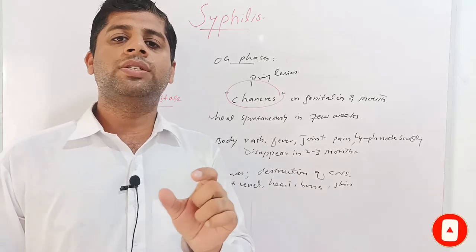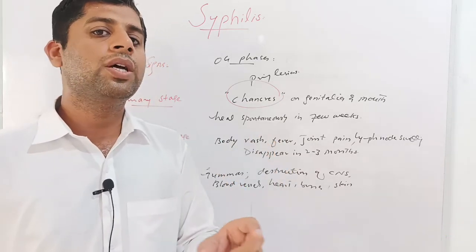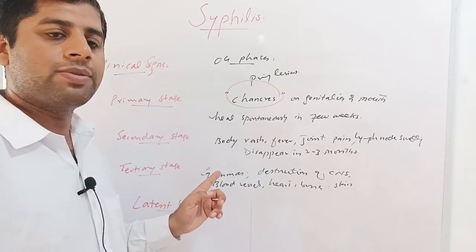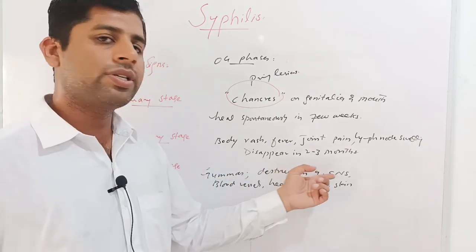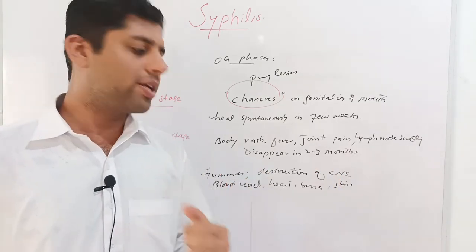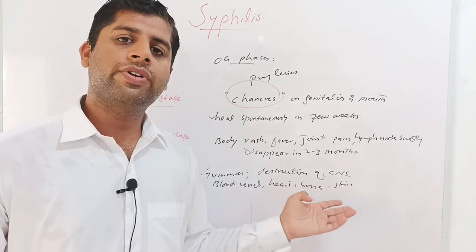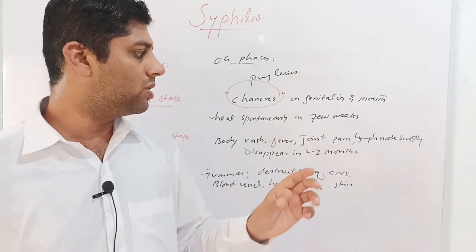But if the secondary lesions are complicated or infected by other bacteria, they convert into the tertiary stage. It is the fatal and dangerous stage because of gumma production. Gummas mean the destruction of the central nervous system. Moreover, other vital organs like the blood vessels, heart, bones and skin are infected and destroyed by this bacteria in the tertiary stage. So this is a fatal stage.